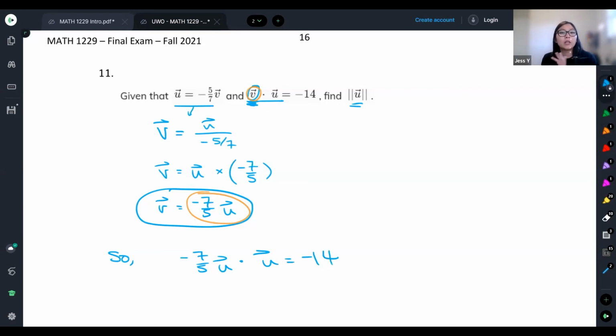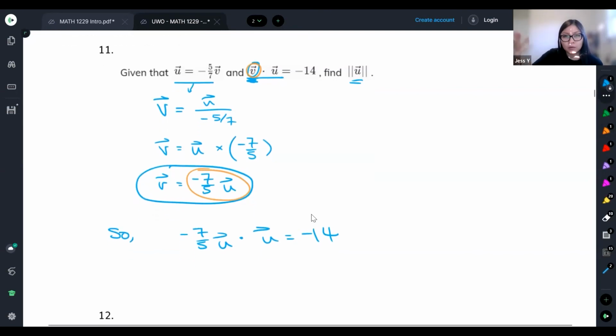At least now we have an equation that's just u, and we want to find the length of u. But how do we do that? Think back to your properties. I need you to dig for me. If you don't remember, go back to the previous page where the properties of the dot product are. How is the length of u related to the dot product? Remember this property? The length of u squared is u dot u.